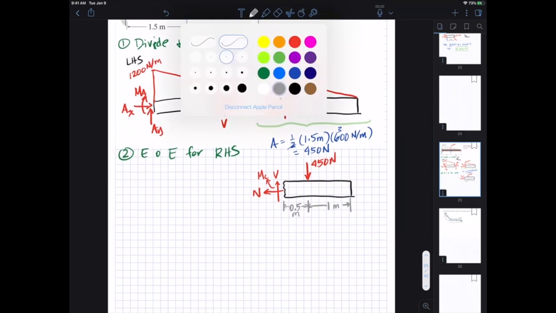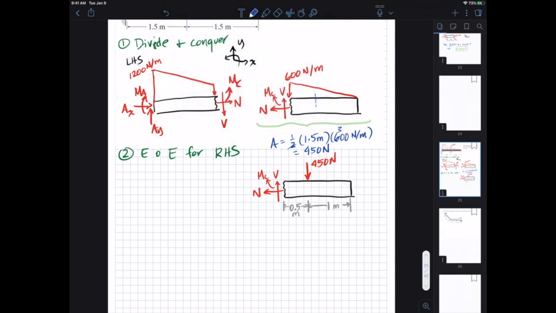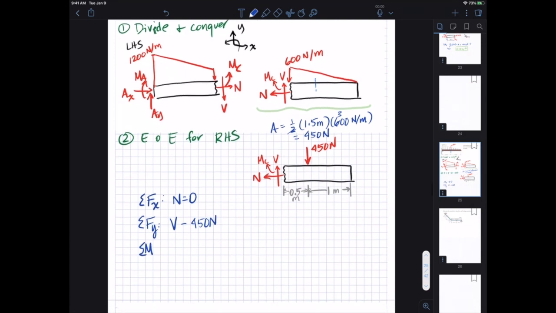Now we can go ahead and just solve for the equations of equilibrium. Again, encourage you to pause, make sure this is pretty clear to you, and then just use this as a good opportunity to come back and check. So sum of forces X. N equals 0, we can see right away. Sum of forces Y. We have V up minus the 450 newtons. And then sum of moments, I would pick again at C, right in the middle, keeping it simple.